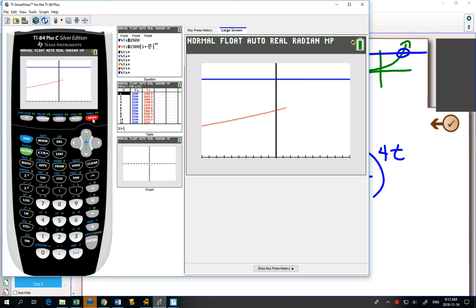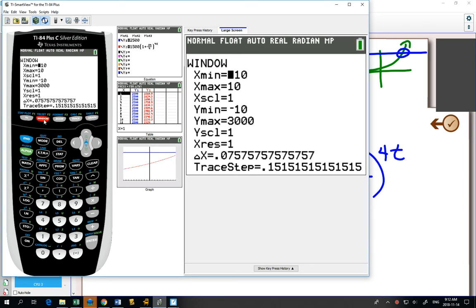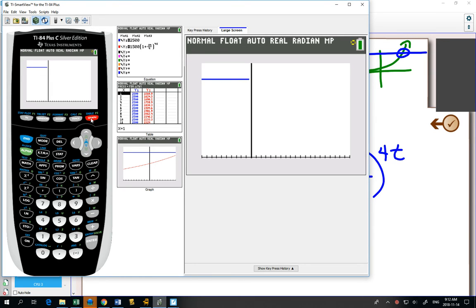The question is, can I see the graph swooping up? Yes. Is it going to swoop up and cross on my screen? Oh, so close. So now I have to go back to my window and say, I need to see a little bit more to the right, so my x max at 20 will probably be enough.